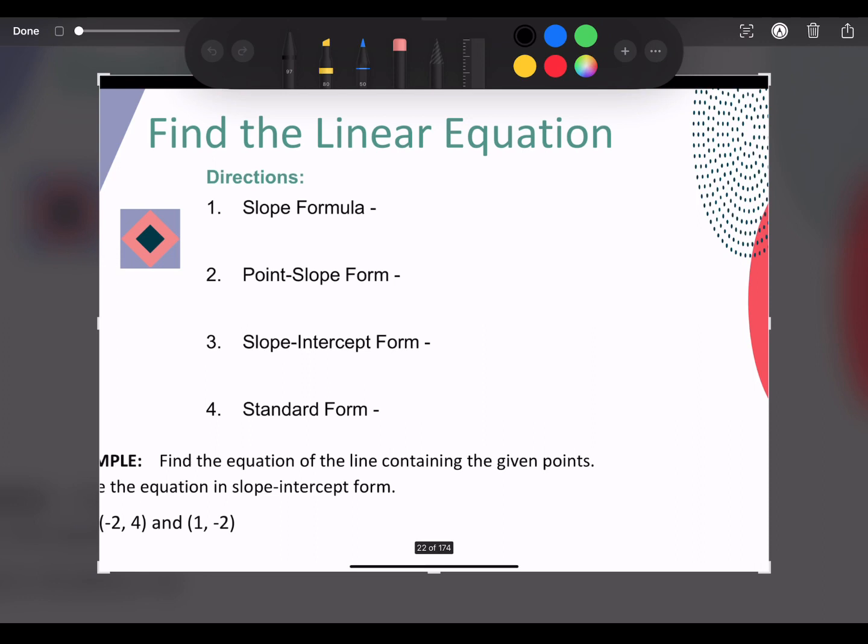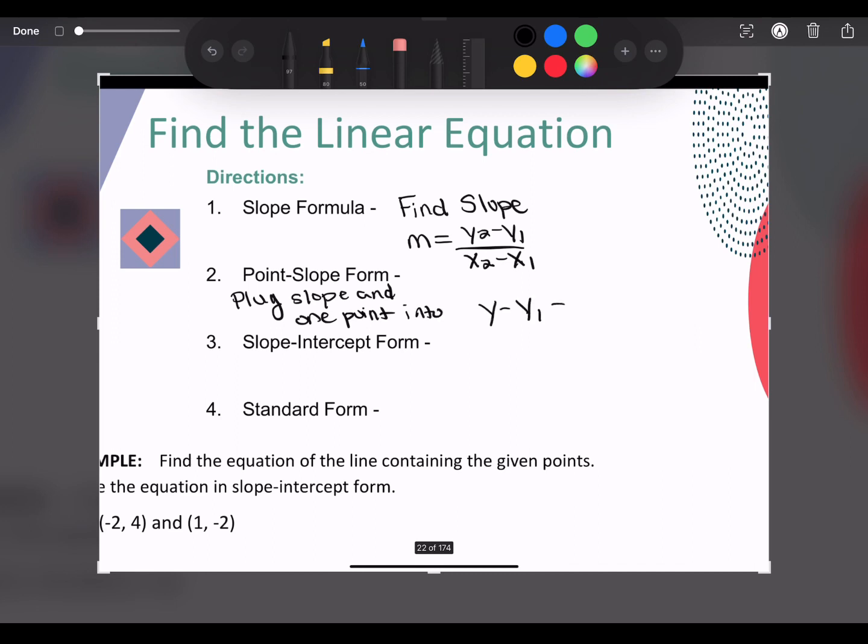First thing we did, if I give you 2 points, first thing you've got to do is find the slope. You find the slope by using the slope formula: y2 minus y1 over x2 minus x1. Then you take that slope and 1 point and plug it into the point slope form: y minus y1 equals m(x minus x1).